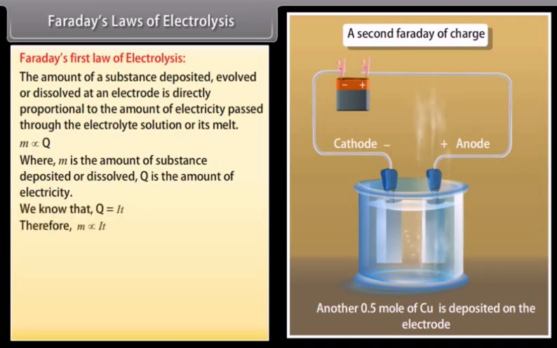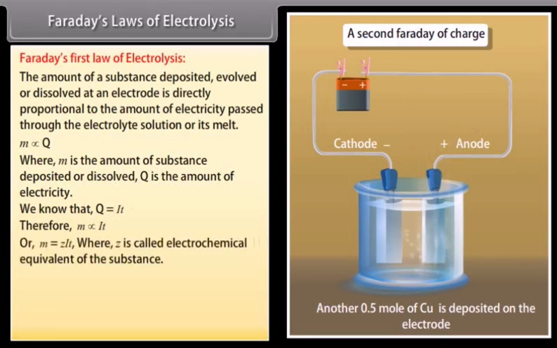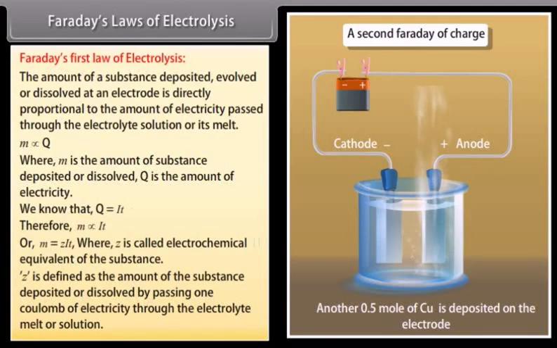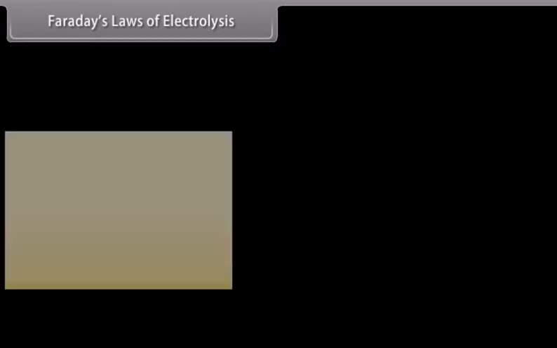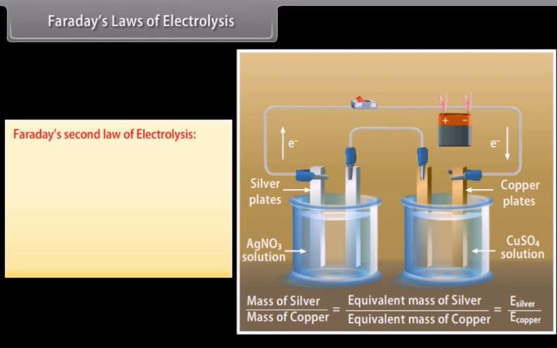We know that Q is equal to IT. Therefore, M is directly proportional to IT. It can be written as M is equal to ZIT, where Z is called the electrochemical equivalent of the substance. Z is defined as the amount of the substance deposited or dissolved by passing 1 coulomb of electricity through the electrolyte melt or solution. Faraday's second law of electrolysis.